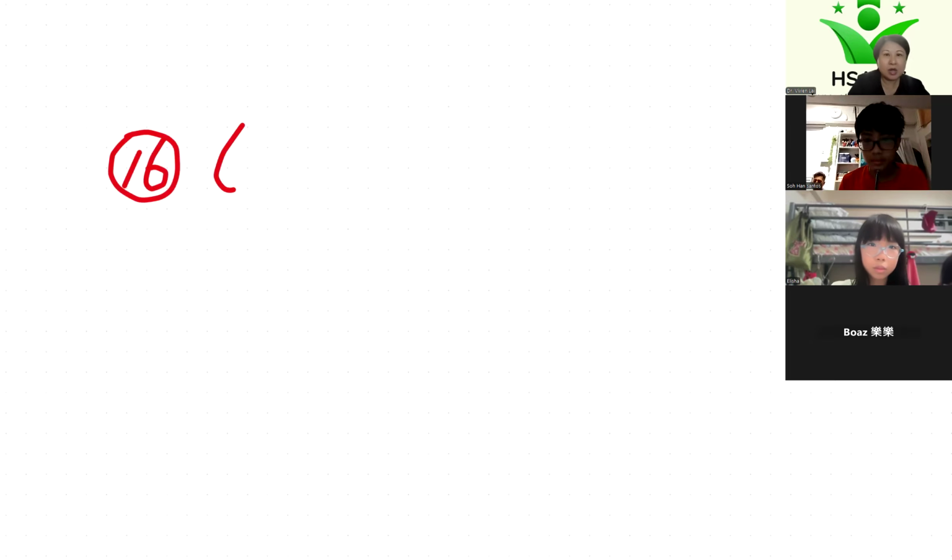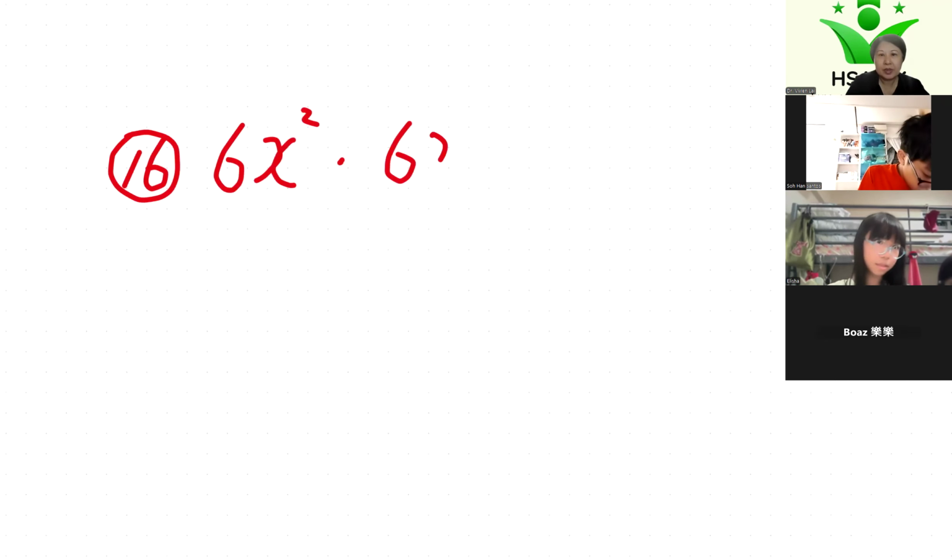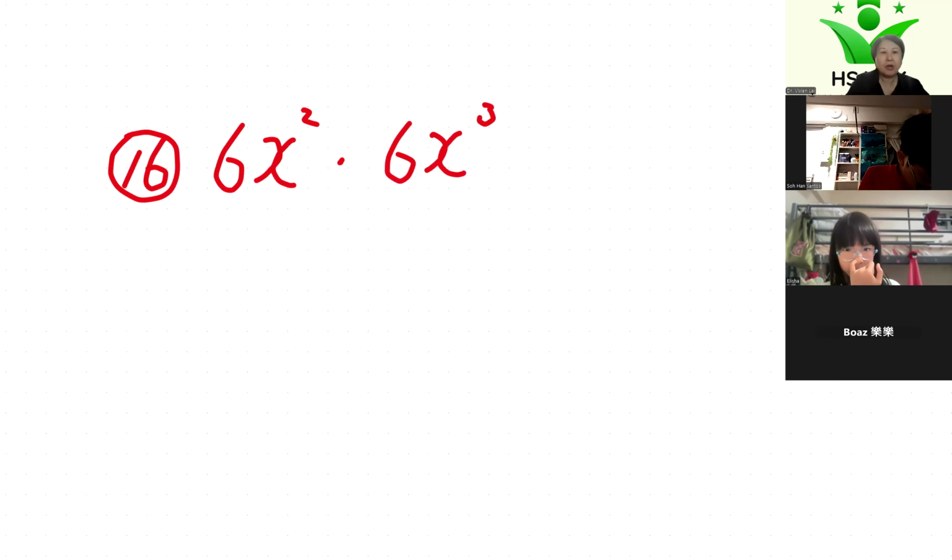question number 16. So look at it. We have 6x to the second power times 6x to the third power, y to the fourth power. Okay, so first we deal with the constant. You see, the 6 is the constant.